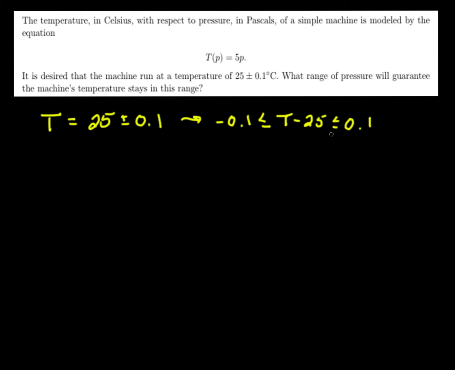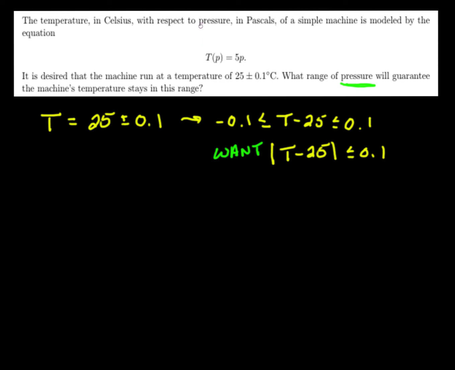And this should be familiar. This tells me that the absolute value of T minus 25 is less than or equal to 0.1. So this is what we want. We want this to be true. And how do we control it? Well, we want to control it with the pressure.